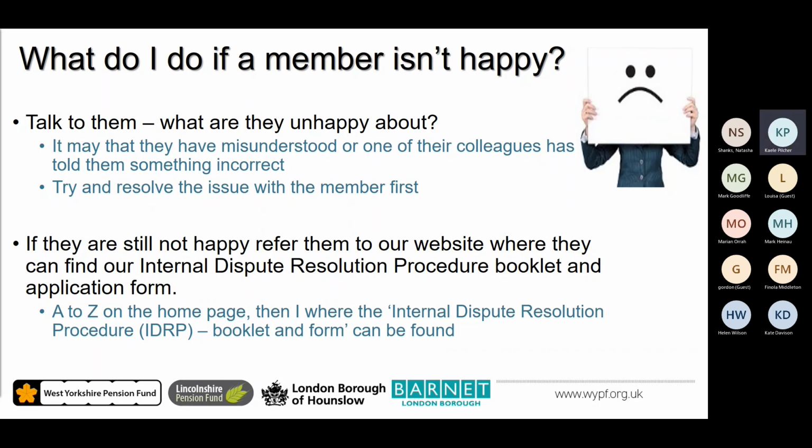However, if they're still not happy, direct them to our website, where they can find the Internal Disputes Resolution Procedure booklet and the application form. If you go onto the home page, on the left-hand side of the screen, I think one of the first things on the index is the A to Z. If you click on that and then click on I, the Internal Disputes Resolution Procedure, the booklet and the form are there so that the member can download them and action as necessary.